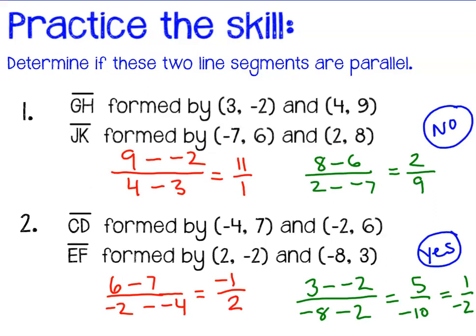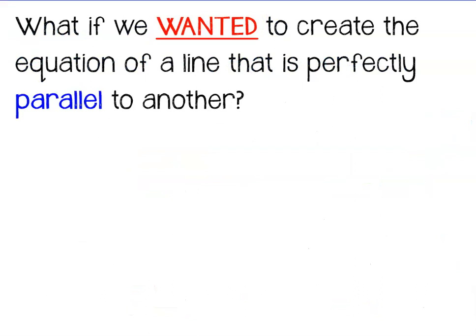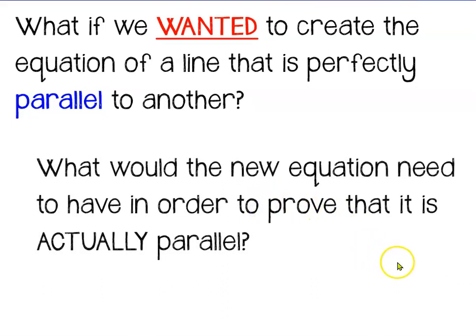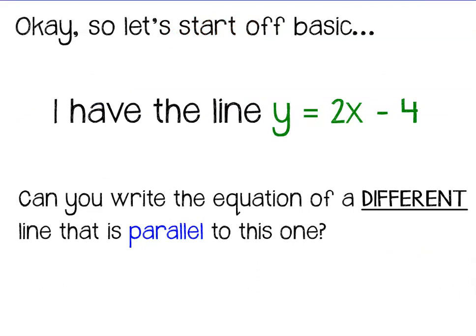All right, let's expand our understanding now of parallel equations, right? So what if we wanted to create the equation of a line that is perfectly parallel to another? Like, what would the new equation need to have in order to prove that it is actually perfectly parallel? Well, what do we know about two parallel lines? That's right, they have the same slope. So if the lines are parallel, then the equations would also have to have the same slope.